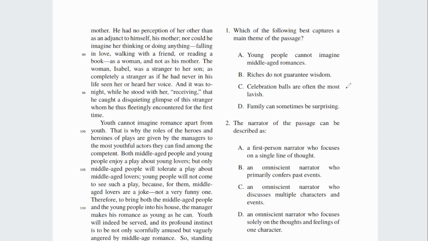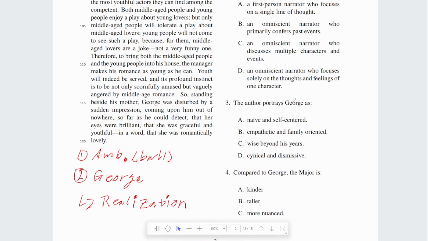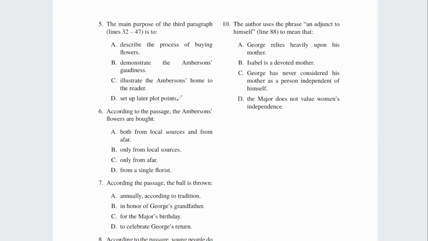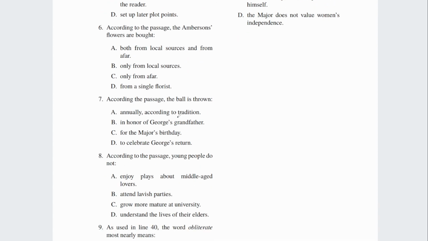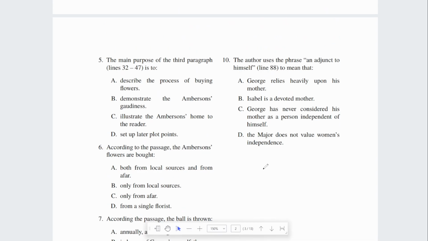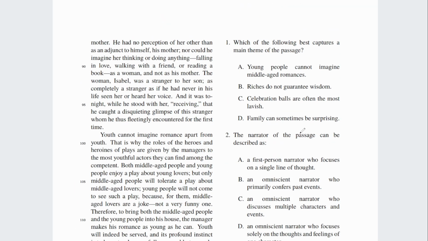So we have a main point, a main theme, main purpose, for example. We have a detail. We have author's portrayal. We have a detail. We have purpose of a paragraph. We have a detail. We have a detail. We have a detail. We have a vocabulary. And we have a purpose of a phrase. Okay, simple enough. Let's get through.